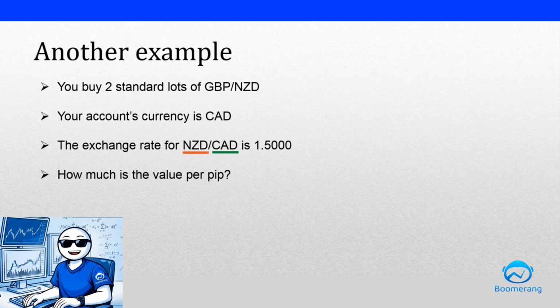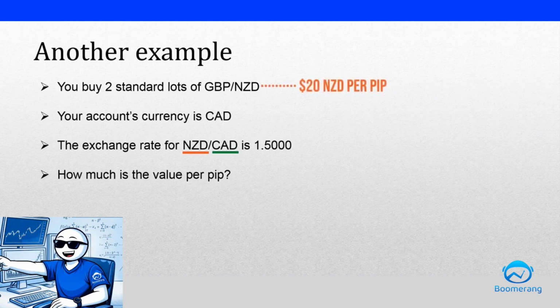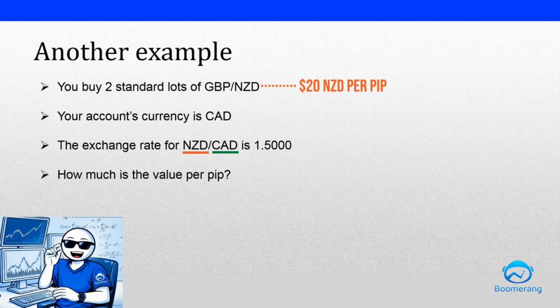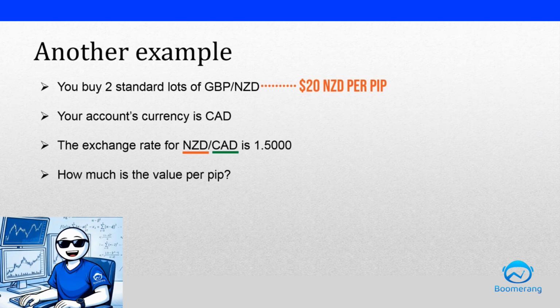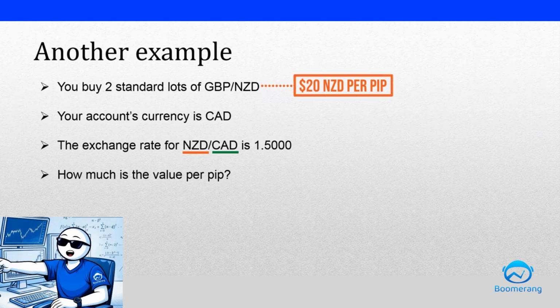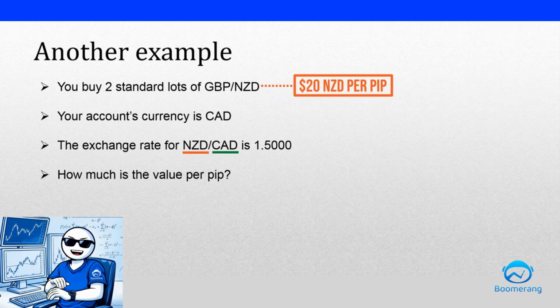So again, first things first, is the number of lots we are trading. 2 standard lots equals 20 New Zealand dollars per pip. If you do not know why it's 20, go and look back at the earlier slide so it makes sense. Your account currency is in Canadian dollars. The exchange rate between New Zealand and Canadian dollar is 1.5. So what I need to do is to find out how much 20 New Zealand dollars is worth in Canadian dollars. Very simple, just multiply it by the prevailing exchange rate.